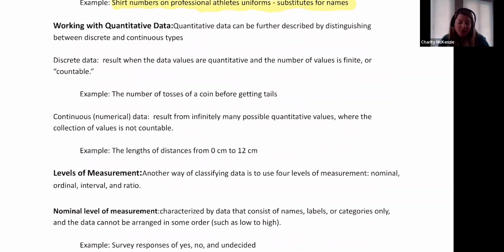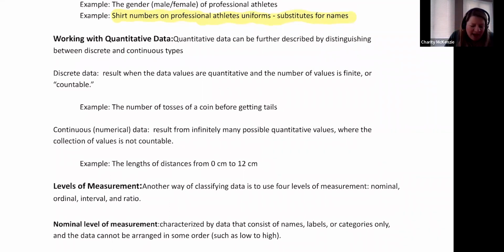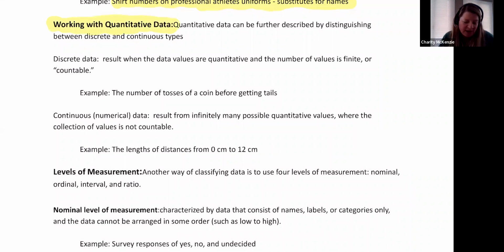So quantitative data can be further described by distinguishing between discrete and continuous. So this is really more of an advanced idea here, because as you study more statistics, if you took a higher level than just intro, you might have to do some continuous. We don't do it in this class at all. We just do discrete data. So let's describe what they are. Discrete data results when the data values are quantitative or the number of values is finite. So can you count the number of values? Everything we do will be in this world.